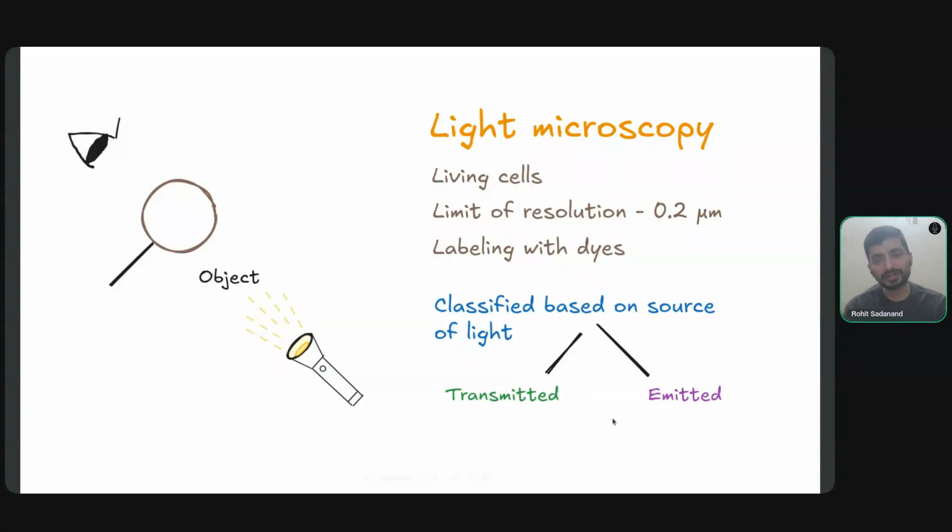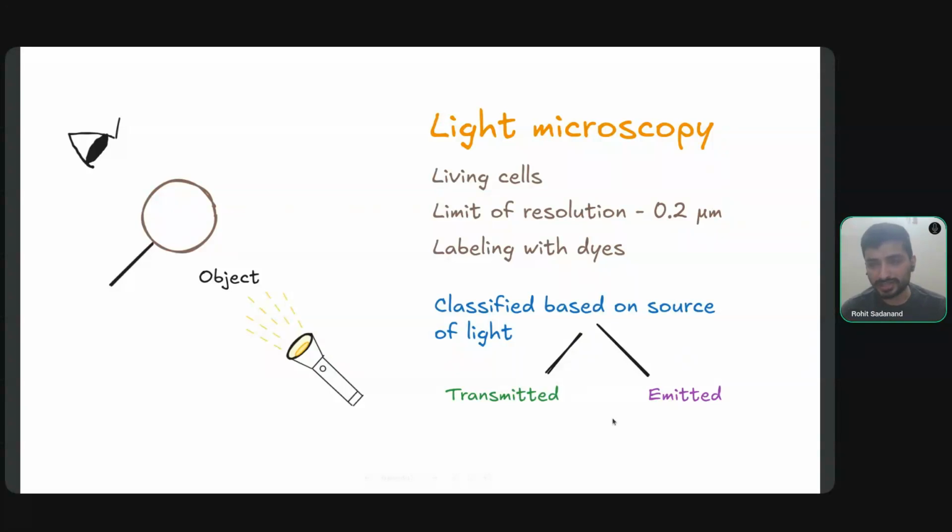So a transmitted light microscope is what I was describing earlier, where you have a cell and a light is passing through it, and now you're observing it. So basically, the light is originating somewhere else. It is being made to pass through the object of interest, here probably the cell, and now you're observing it after it has passed through the cell.